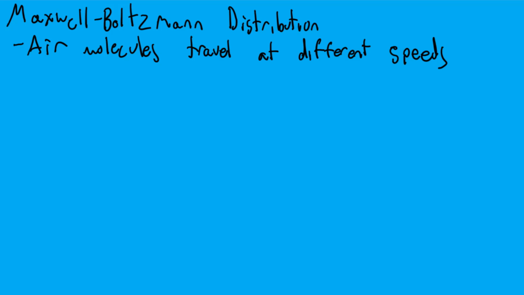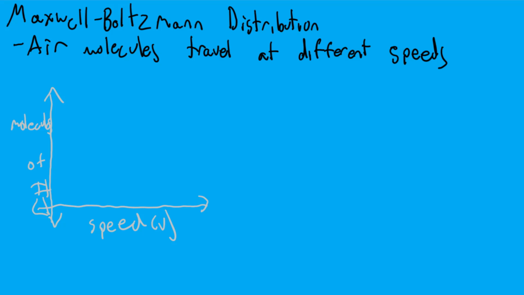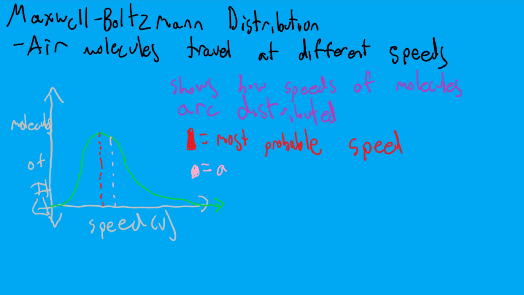Finally, the Maxwell-Boltzmann distribution curve realizes that air molecules travel at different speeds. This means that a distribution curve can be made of these different speeds. For the graph, the number of molecules is on the y-axis and the speed, or velocity, is on the x-axis. A graph like this can help show how speeds of molecules are distributed. Directly below the peak is the most probable speed. Then, the average speed is to the right of this because the graph has a longer tail to the right.